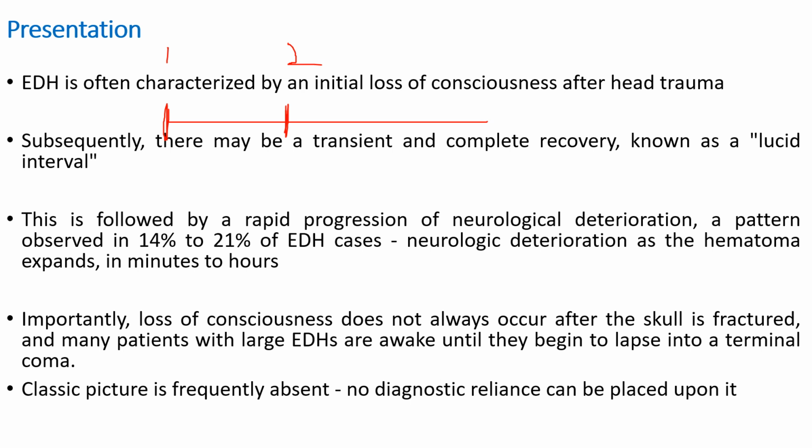So what is happening during this period, which is termed the latent period or lucid interval? That means in between these two episodes, the person is said to be basically normal. With the fracture resulting in the tearing of the branches of the middle meningeal artery, there will be bleeding inside the skull. It takes time to develop neurological deterioration. Until such time, the person is normal or lucid. That's why this period is termed the lucid interval or latent period.